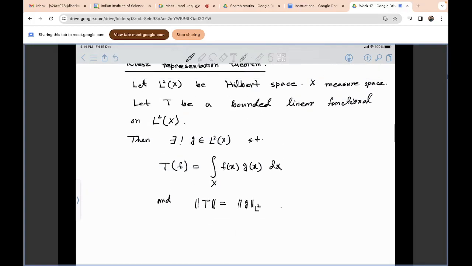So then we can use the Riesz representation theorem to calculate the norm of T. It says that there exists a unique g such that T is given by this. So you have to write T in this form, f times g. So what will be g?